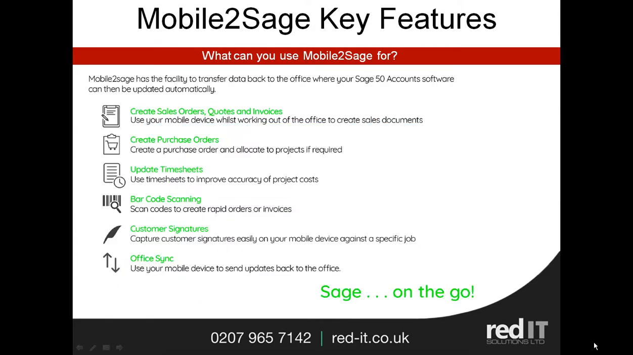The key features in Mobile2Sage include the things that you can do on iPhones and iPads. So as core, you can create orders, so that includes sales orders, quotations, and invoices. But also you can create purchase orders on the go, assuming you've got the authority to do so. And iPhones and iPads are great for capturing timesheet information, and then that timesheet information can then be imported into Sage projects as well as Sage Payroll.